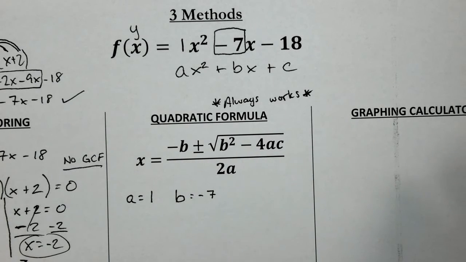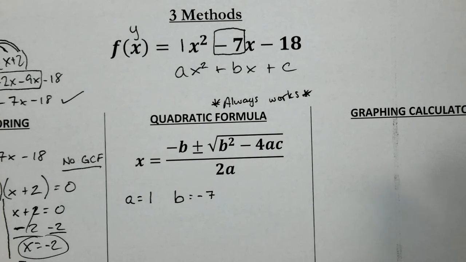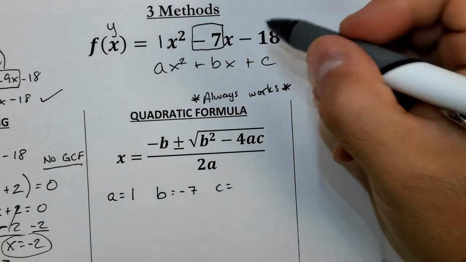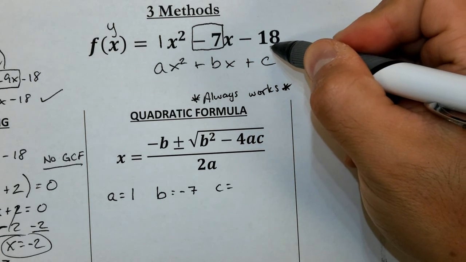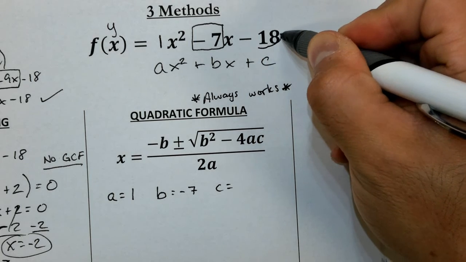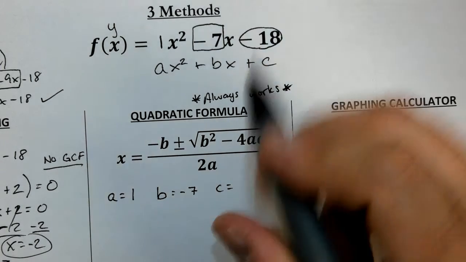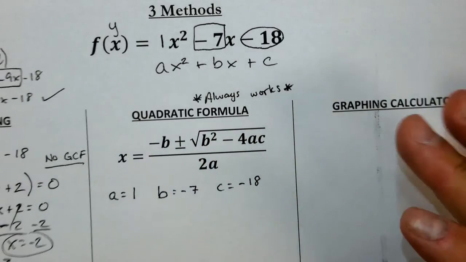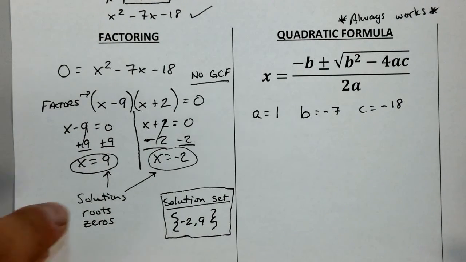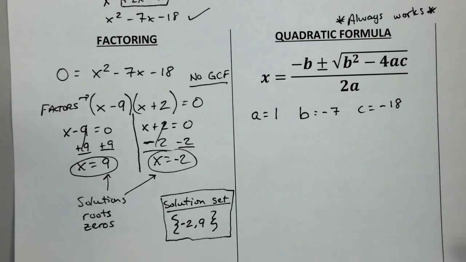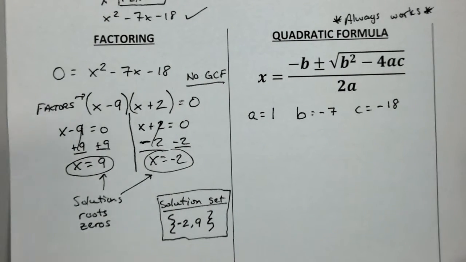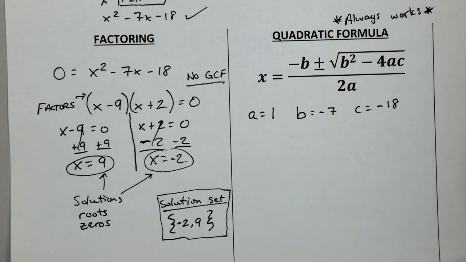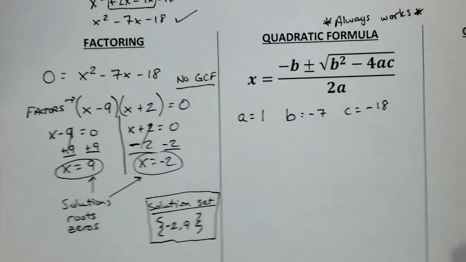B is where you might get caught up in some trouble, because it is negative, and when it's negative sometimes people make silly mistakes, but I'll show you how to avoid those mistakes. C is going to be the last number, the one that doesn't have any variable at all, but remember to include the sign, so it's going to be negative 18. Now, before we begin, we already know that the answers should be 9 and negative 2. So if we don't get those numbers, we're in trouble. But we already know what they're supposed to be, so that's a good way for us to see if we're right. So let's get right to it.